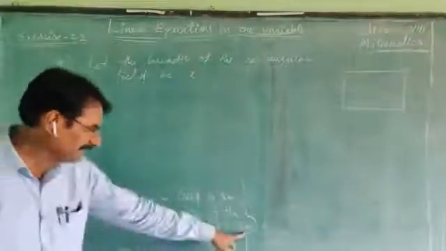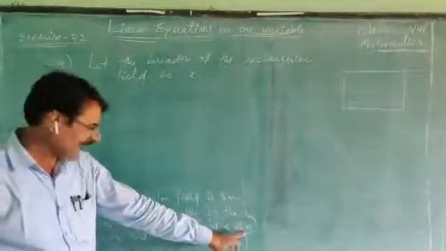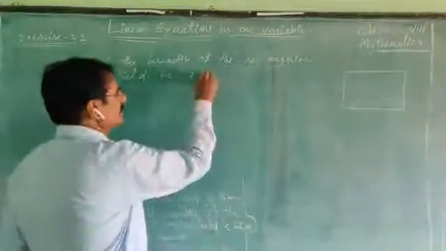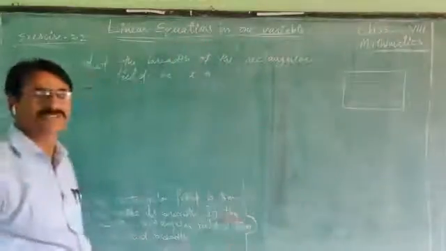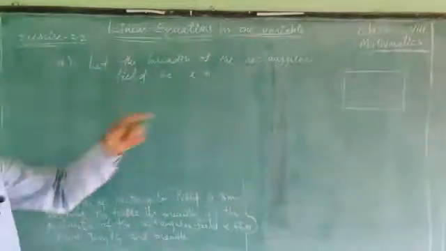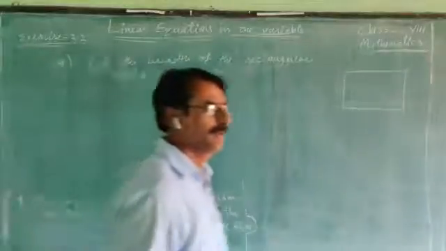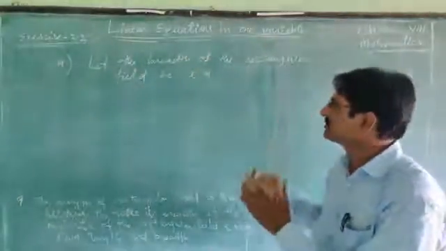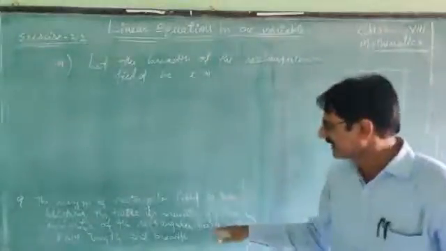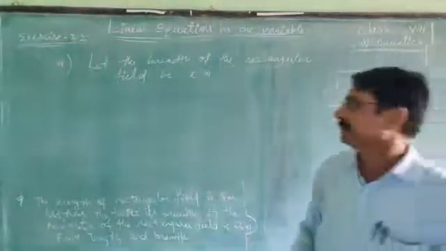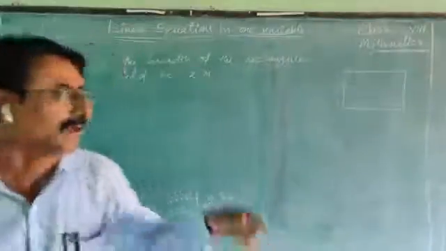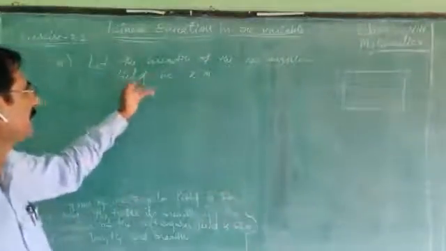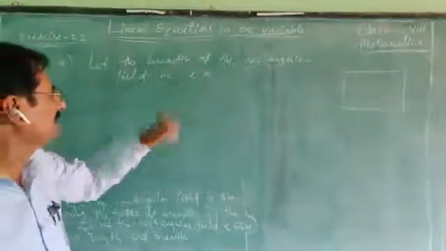The perimeter is given in meters. As per this, we must take the dimensions also in meters. This is very, very important: dimensions measured as per the measurement given in the problem. So, let the breadth of the rectangular field be x meters.